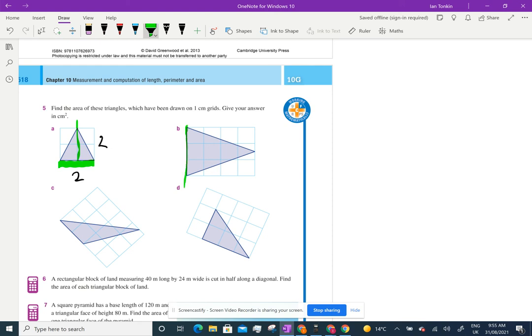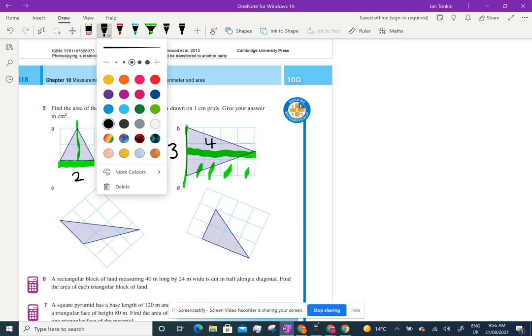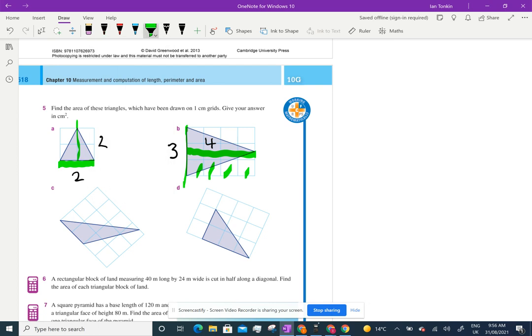Here's your base, and it's 3 across, and the height, well, the height is the distance all the way to the top, and that's 1, 2, 3, 4. So it's 4, a half of 3 times 4. Here, they've drawn this triangle a little askew, but that's okay. There's your base, and your height is that distance there, or that distance there, which is 3. So a half of 2 times 3.